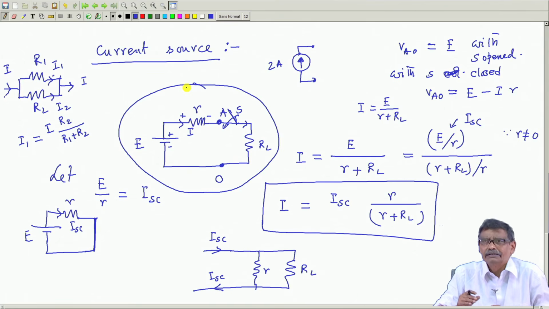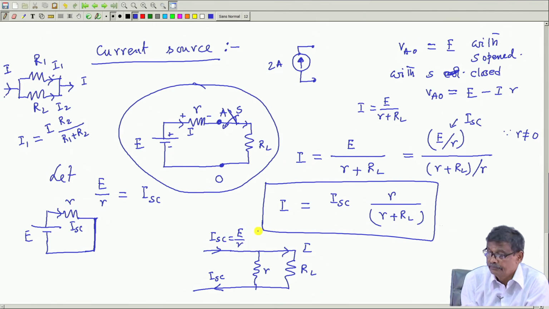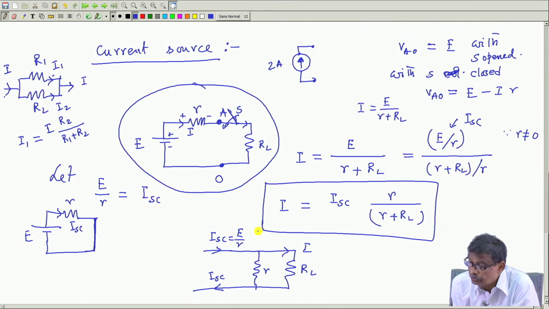somebody thinks somewhat differently. He says that okay, solving this circuit is same as, imagine you know E, you know internal resistance, E by R you calculate, and then connect R and RL in parallel, and you will get back this current I, because ISC into small r divided by sum of these two resistances gives you this current.